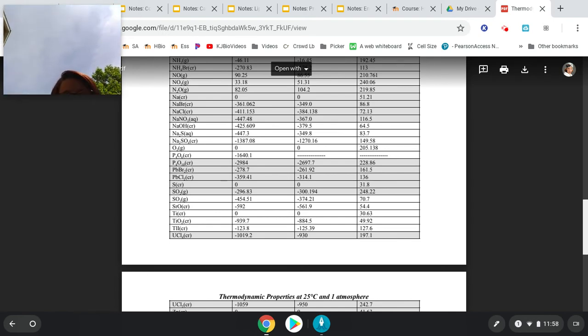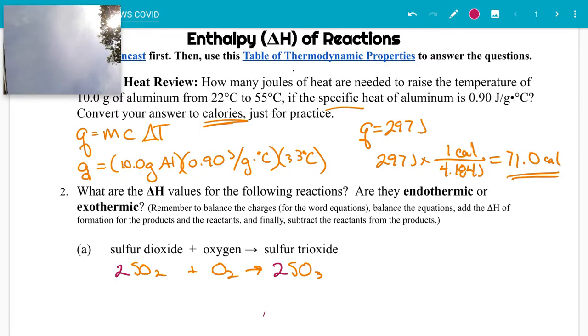454.51. And in our equation, if we go back to our equation, let's see, I'm going to switch colors one more time. Let's go with this blue. So I'm going to say there are 2 of them, so I'm going to multiply it by 2. 2 of this one. We're doing the sulfur trioxide first. And that has the delta H of formation is 454.51. And that is in kilojoules per mole.